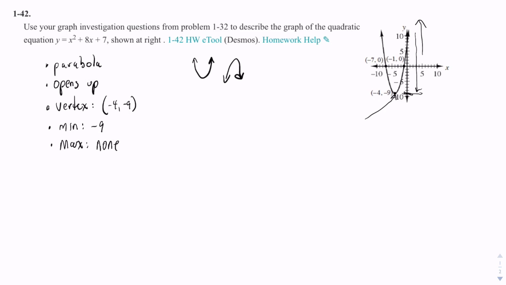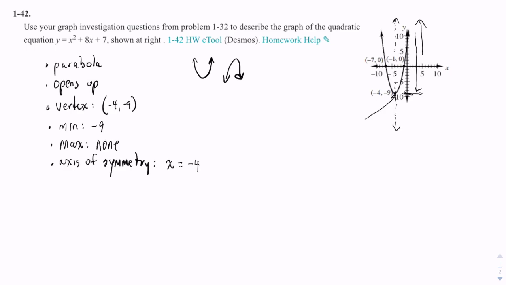Another important point on the graph of a parabola is this imaginary middle line, which is called the axis of symmetry. And that line is given in the form of an equation. So the axis of symmetry could be given as x equals -4. It crosses through at -4, and that's the equation of the line.